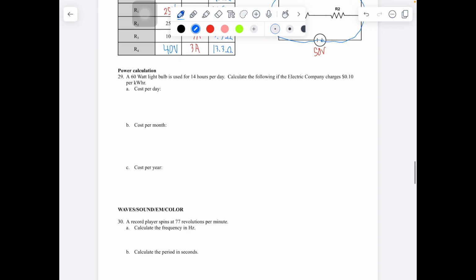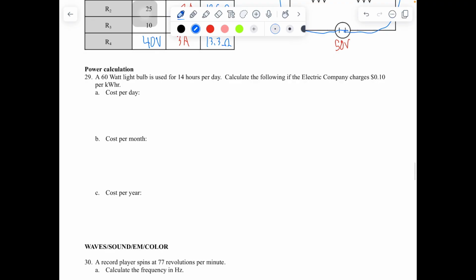Well, we're always gonna start off with the wattage. 60 watts for our light bulb. I like to set up my little train tracks right here. Whatever unit we have on top, whatever we want to cancel, needs to go on the opposite side. So if we have watts on our numerator, we need to put watts on our denominator so that it'll actually cancel. We want to turn watts into kilowatts.